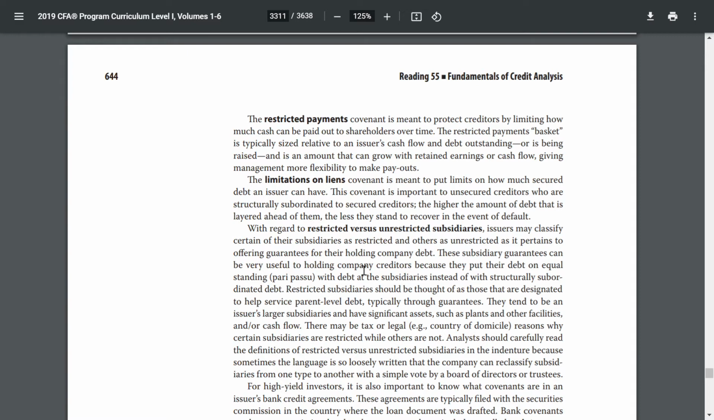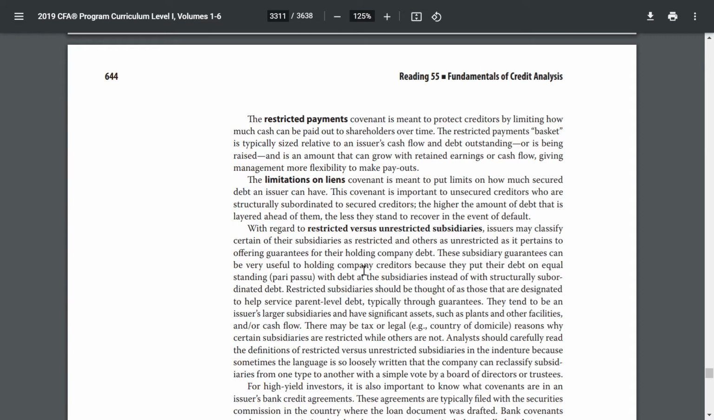The limitations on liens covenant limits how much secured debt an issuer can have. This covenant is important to unsecured creditors, who are structurally subordinate to secured creditors. The higher the amount of debt that is layered ahead of them, the less they stand to recover in the event of default.